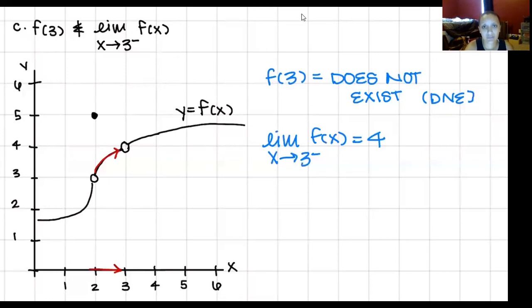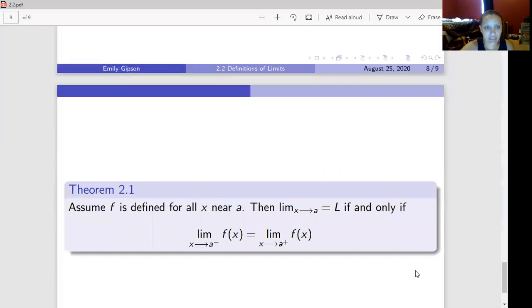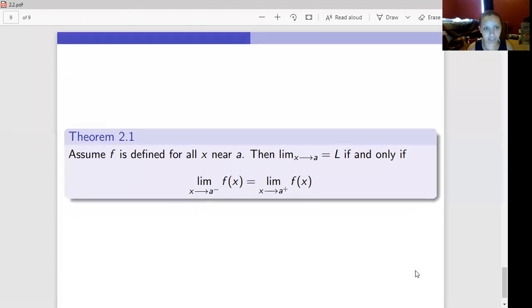Now, there's a new theorem coming up which is really important. And what does this theorem say? This is theorem 2.1 from your textbook. So assume f is defined for all values of x near a. That means values to the right and values to the left. Then the limit as x approaches a equals L if and only if the limit from the left equals the limit from the right. And this is a pretty important thing. And we'll see what this looks like in just a moment.